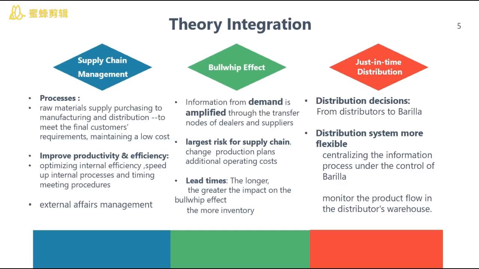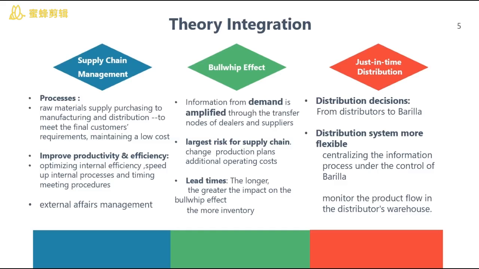Second one is the bullwhip effect. It means information from the demand is amplified through the transfer nodes of dealers and suppliers. It is the largest risk for the supply chain. It will cause changed plans and even additional operating costs. And for the lead times, the longer the time, the more inventory and the greater the effect.